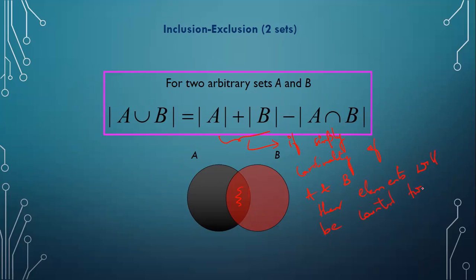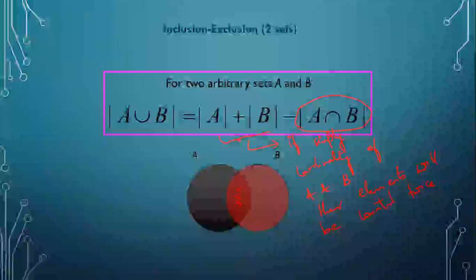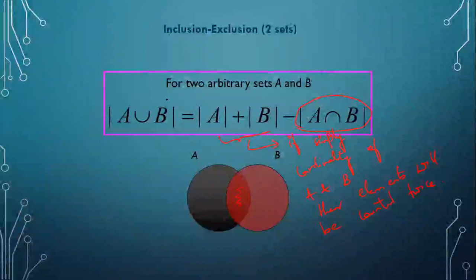Okay, so if elements are being counted twice, then it will not give us an accurate result. For that reason, you have to subtract the intersection of elements once. That is the reason we have to perform the subtraction. So this is the inclusion exclusion principle on two sets A and B, and this is the formula.